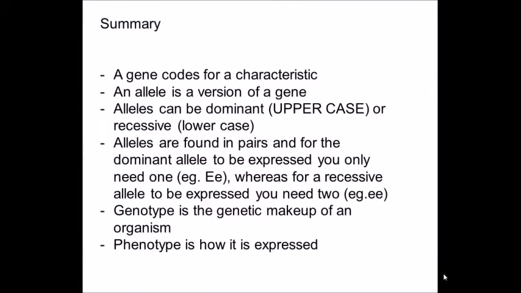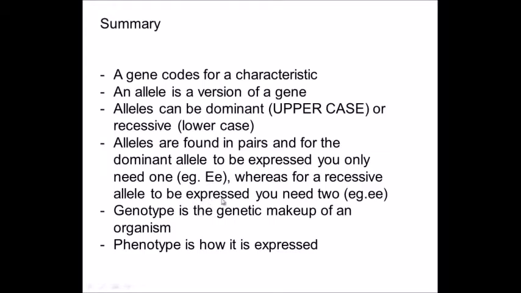Okay, so in summary, a gene codes for a characteristic. An allele is a version of a gene, and your alleles can either be dominant, which are usually represented in letter form in uppercase, or they can be recessive, usually in lowercase. The alleles can be found in pairs, usually one on each chromosome. And for the dominant allele, you only need one of those for it to be expressed. So in the case of attached earlobes or unattached earlobes, you only need one of them to be present. So in this case, uppercase E.